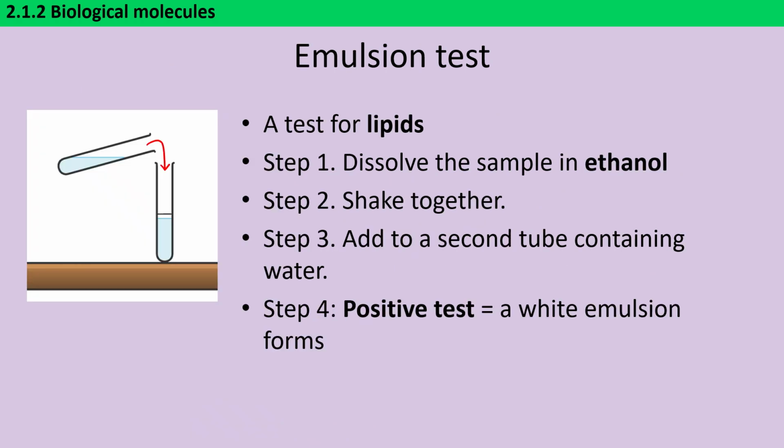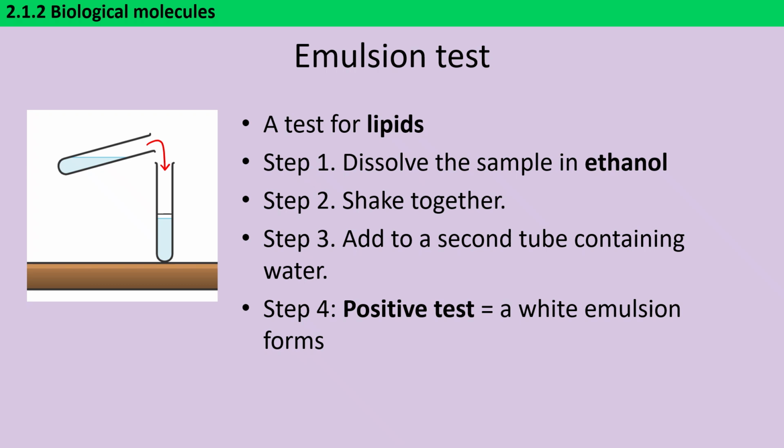Finally, we have the emulsion test for lipids. You might have also encountered other tests for lipids, like rubbing a piece of fatty food on some greaseproof paper, or perhaps the Sudan 3 test, but with the updated specification, you're now explicitly asked to learn about the emulsion test. So this is a test for lipids, and what we do is, to start with, we dissolve the sample in ethanol. As with the other tests, if you have a solid food, you're probably going to crush it and grind it up in a pestle and mortar, and then add the ethanol together.